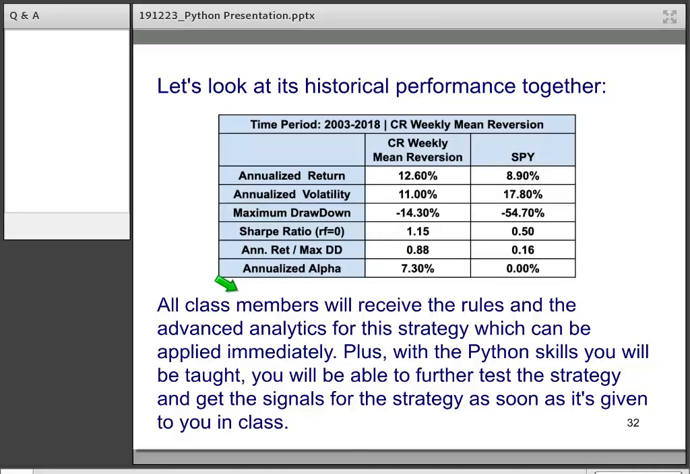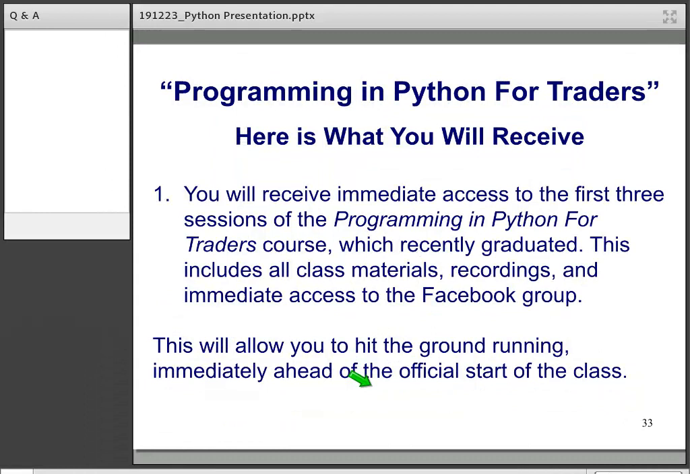All class members are going to receive the rules and the advanced analytics for the strategy. You can use this immediately. And you're going to have the Python skills. You'll be taught how to do this. You'll also be able to further test the strategy and get the signals for the strategy as soon as it's given to you in class.